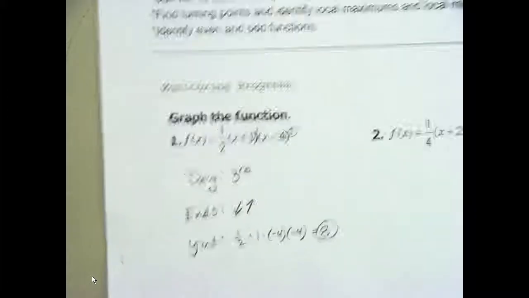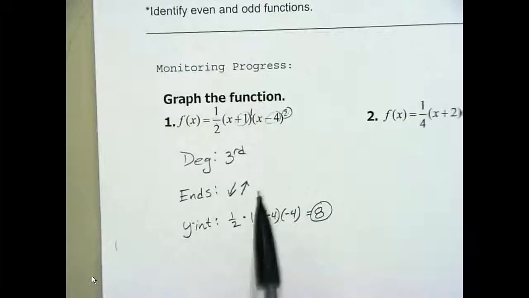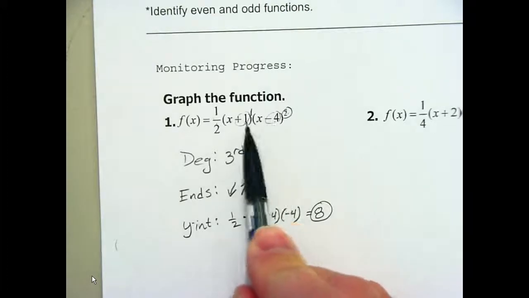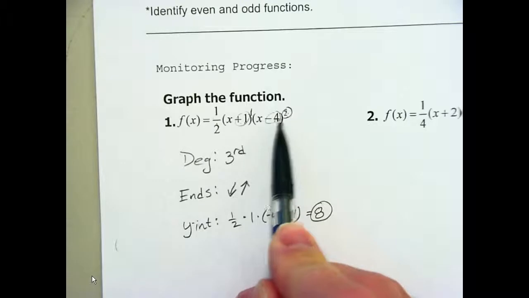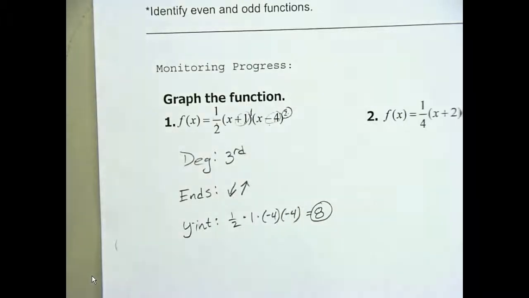Does everyone understand how we got that? You just multiply your constant value. So 1/2, 1, and then there's 2 negative 4s.